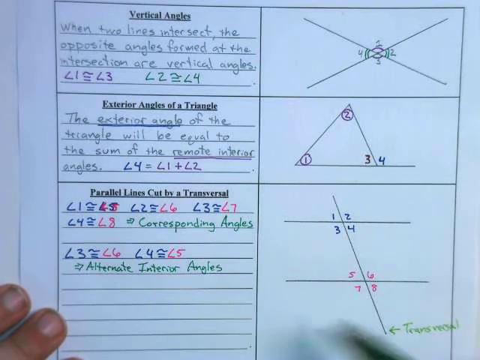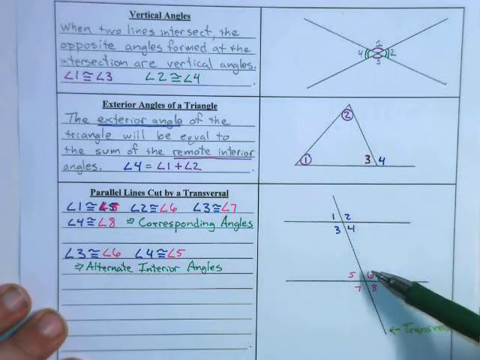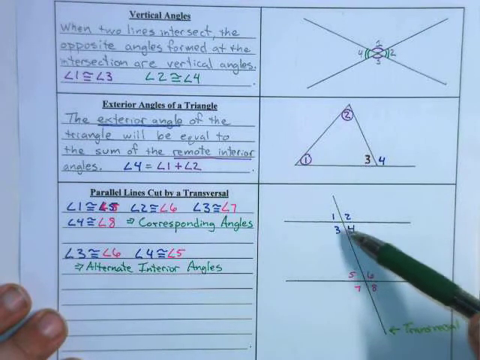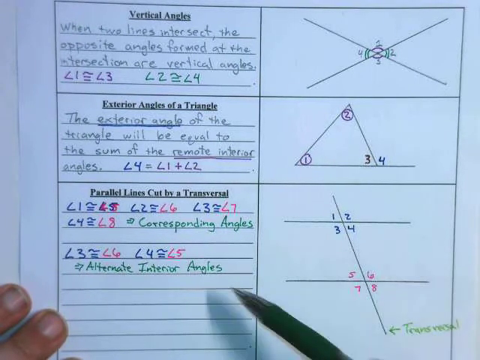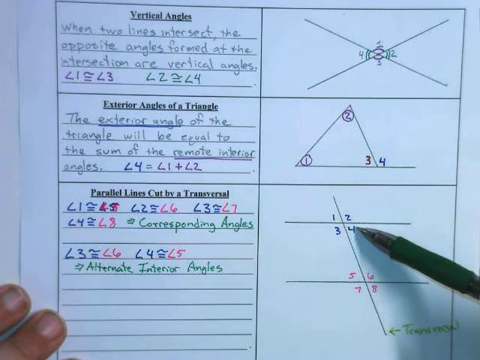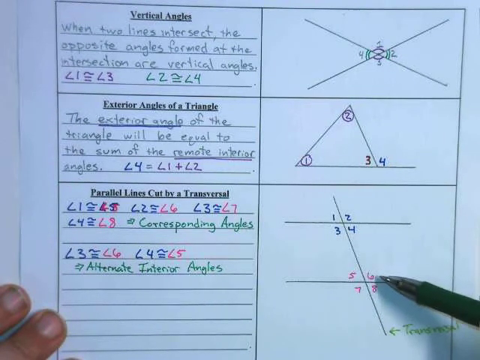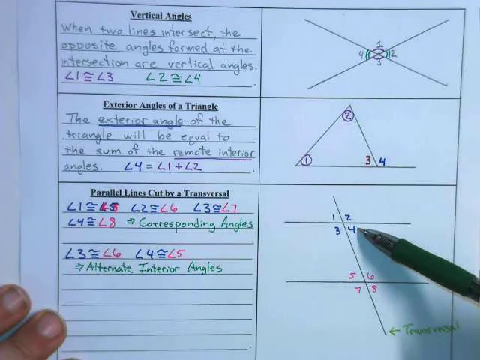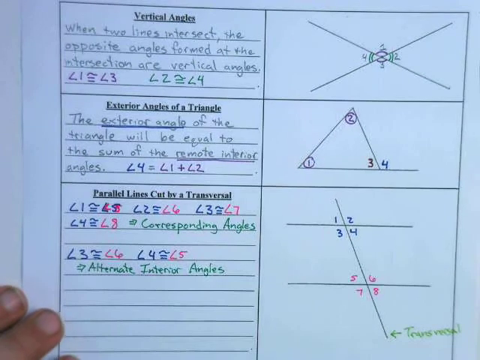So alternate interior angles means that the angles inside of your parallel lines, so angles 3, 4, 5, and 6 are on the inside of your parallel lines. That's the interior piece. Now the alternate means that they are diagonally across the transversal from each other. So 4 is diagonally across from angle 5, and 3 is diagonally across from angle 6. Those angles are congruent to each other.